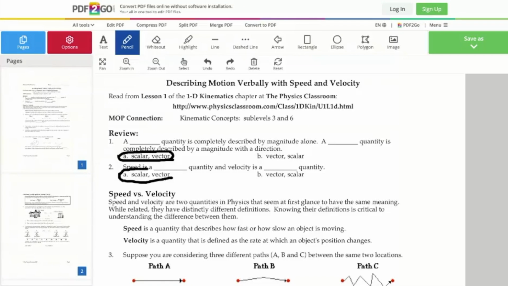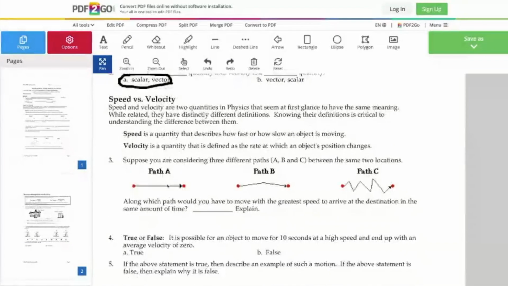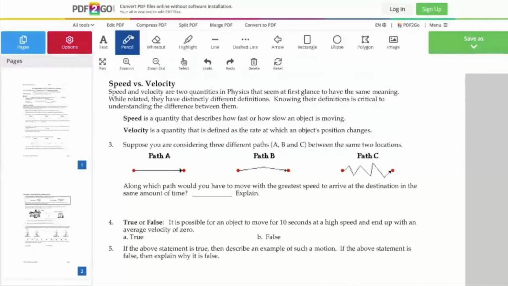I think Vishnesh is going to take over the second section now. Suppose you're considering 3 different paths A, B, and C between the same 2 locations. Along which path would you have to move at the greatest speed to arrive at the destination in the same amount of time? The first thing you notice is that the amount of time is the same, and they're asking about speed, and we know speed is distance by time. So the key to this question is finding out which one has the most distance.